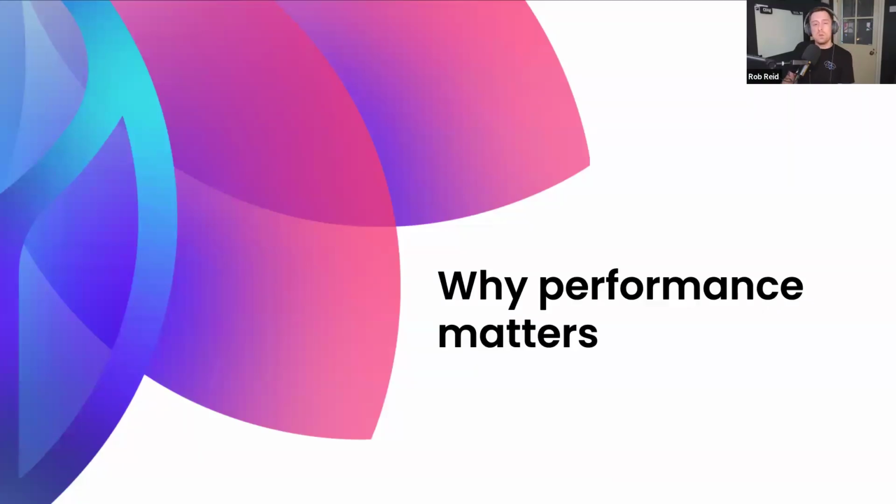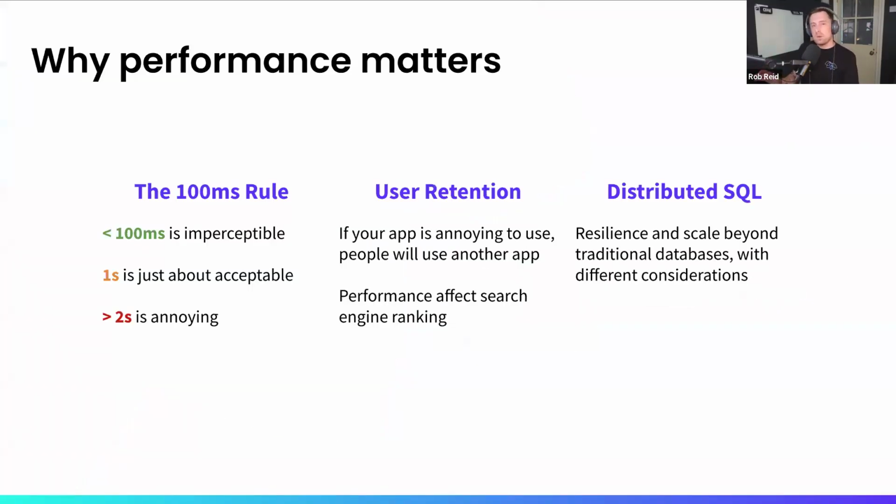Without further ado, let's go into why performance matters. This slide is similar to one we used in our previous webinar almost exactly a year ago now, but we wanted to keep it in because it sets the stage so nicely. So the 100 millisecond rule, while maybe not on paper, it's an unspoken rule, says that anything that's less than 100 milliseconds is typically imperceptible to a user, whereas anything that's 1 second or more is perhaps just about acceptable, but over 2 seconds becomes an annoyance to the customer. And that impacts user retention. If your website or application is annoying to use, customers will find another application to use.